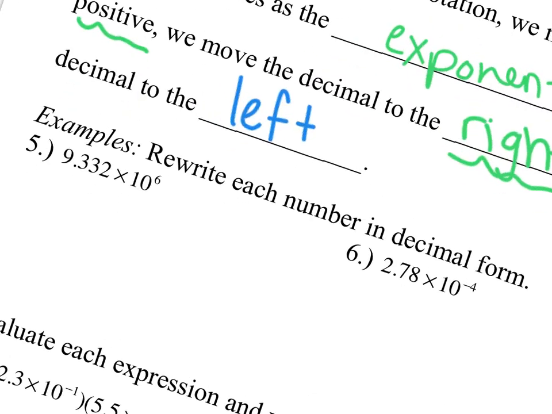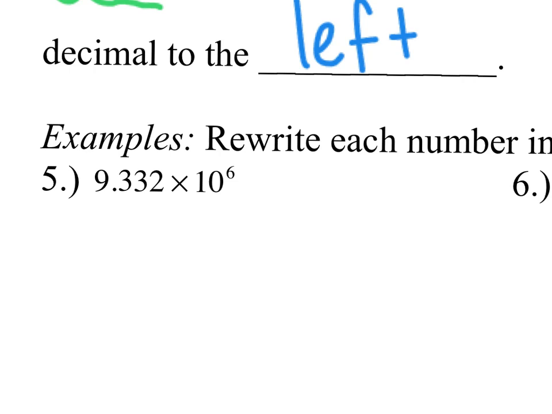So like for instance, if we had 9.332 times 10 to the 6th, it's a positive exponent, so we have to move this decimal to the right. So we have 9 and our 332 still. So that gives us 3 decimal places. We need a total of 6, so we need to add 3 zeros on it. Now our decimal is right here. We just don't necessarily write it. So 9,332,000 would be this value written in standard form because it was a positive exponent.